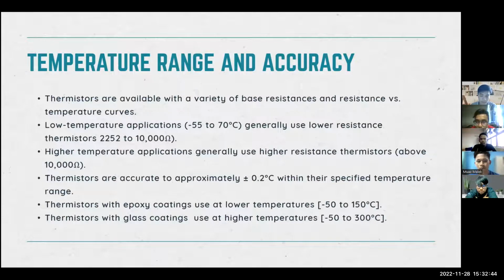And as we know, the thermistor will be equipped with either epoxy or glass. So the epoxy coating will be used for a lower temperature, which is negative 50 to 150 Celsius. And for the glass coating, we will use it at the high temperature, which is 50 to 300 Celsius. Okay, next.